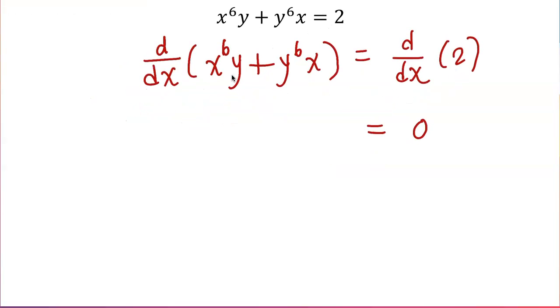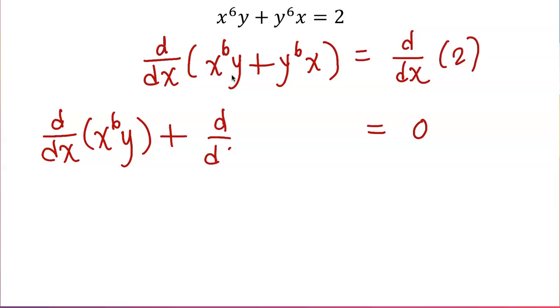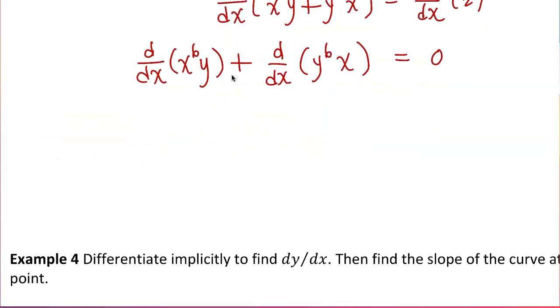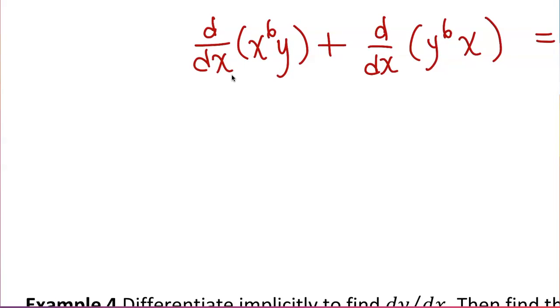Now the left side, let's separate these. Derivative of x to the 6 times y plus derivative of y to the 6 times x. Now we have to use which rule? The product rule twice. We have to use the product rule twice in this situation. So I'll start with the first.